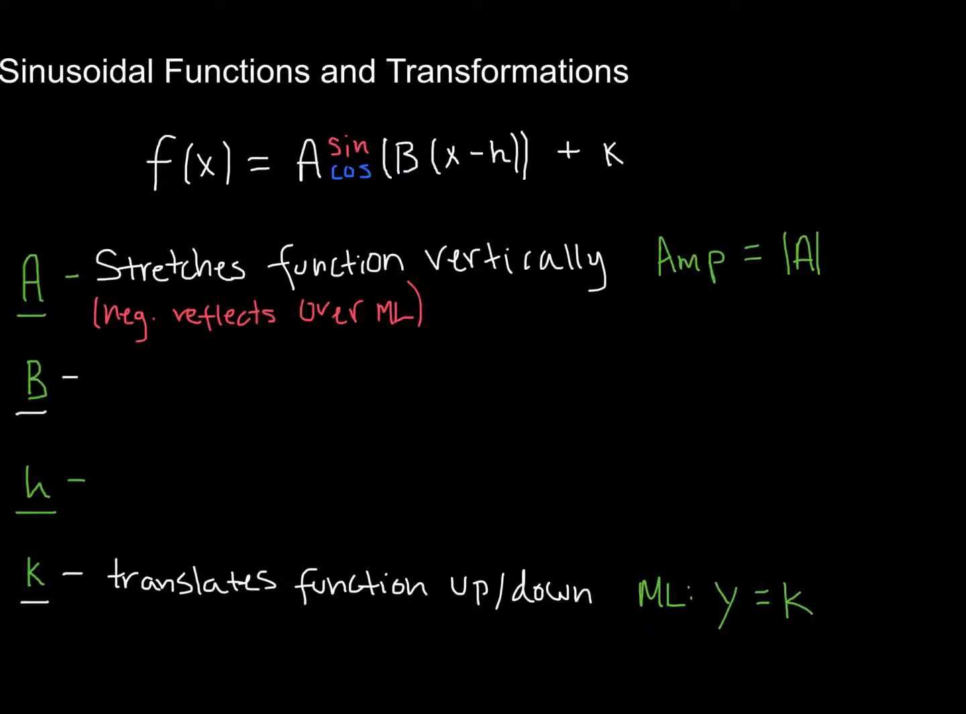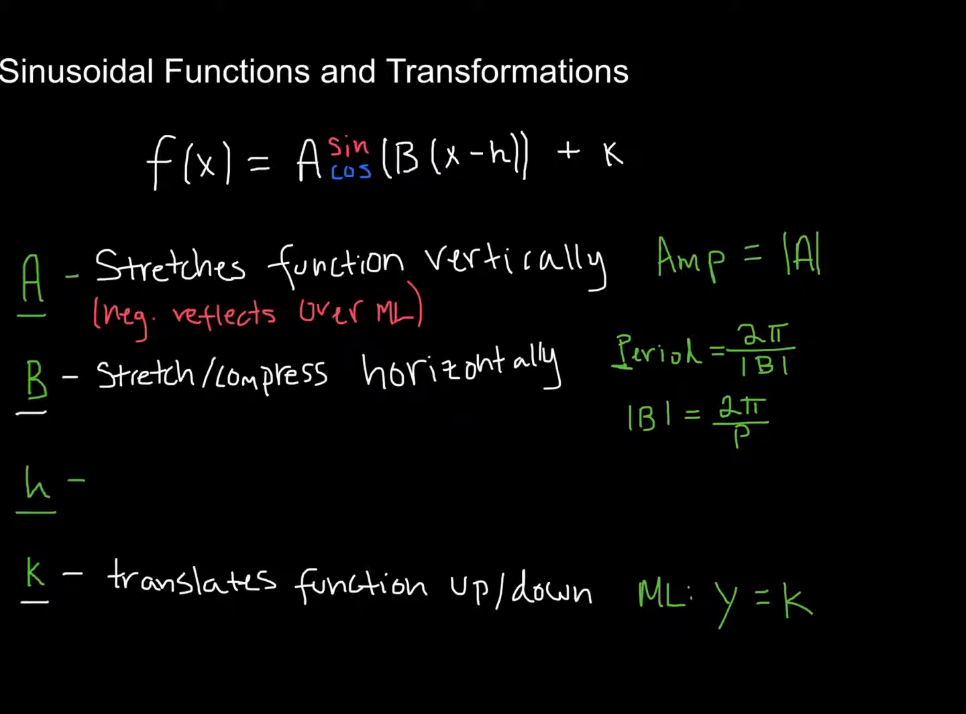So the bigger your b value, the smaller your period, and what that means is that your maximum values and your minimum values are going to be closer together. So this either stretches it horizontally or compresses it horizontally. Think of a slinky, for example. So if your b value is less than 1, it will stretch out your function horizontally. If it is greater than 1, it will compress it horizontally.